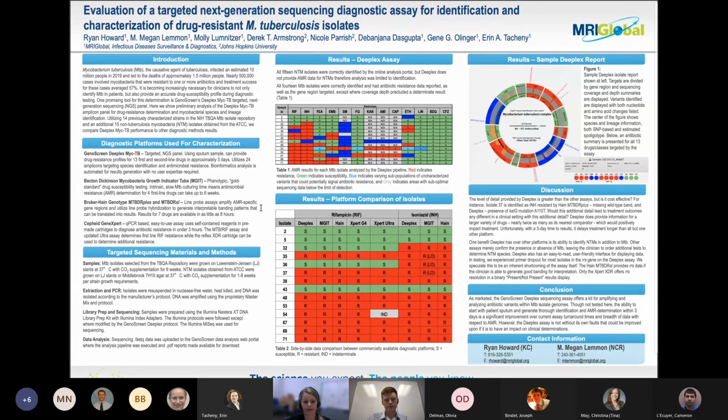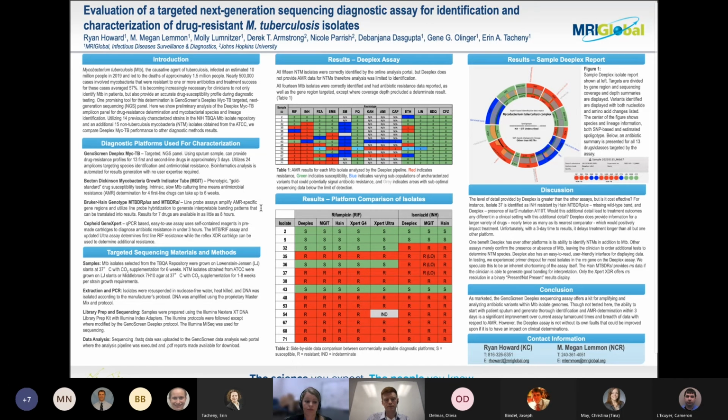MTB-DR plus, and the SL, which looked at some first and second line drugs, and these were much quicker. The line probe assay relies on using PCR product and binding to a strip. And so we can get some information in as little as 8 hours with that.